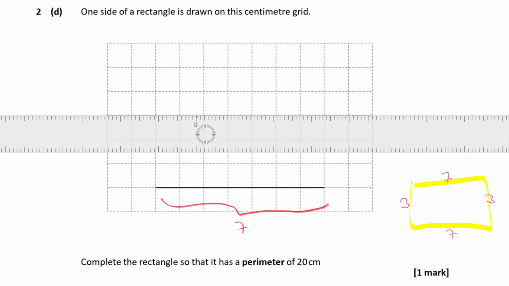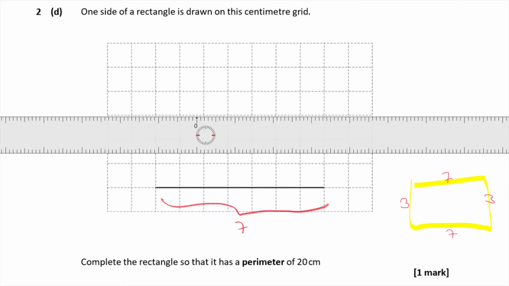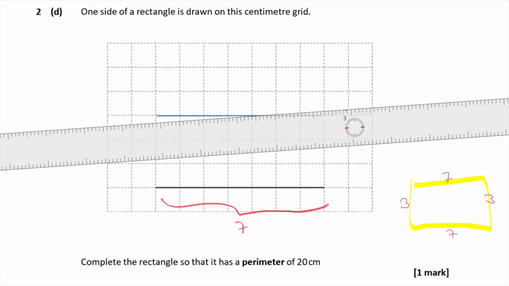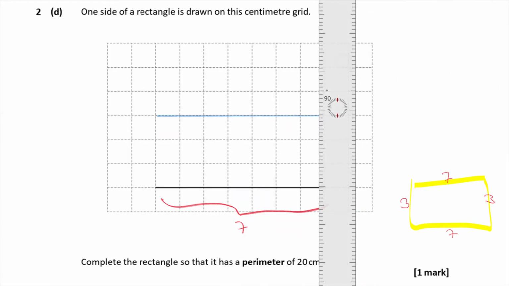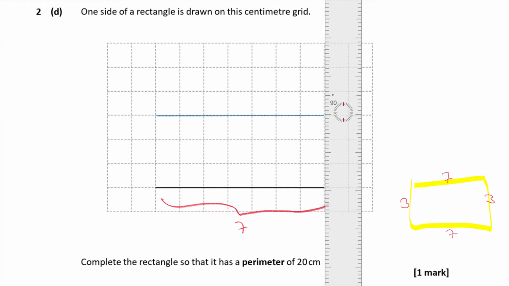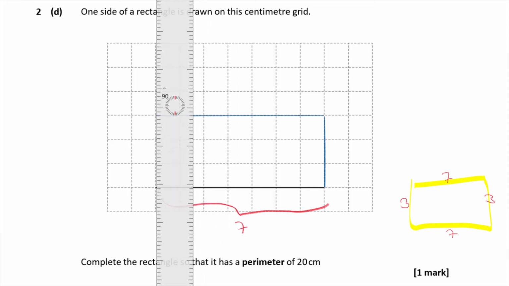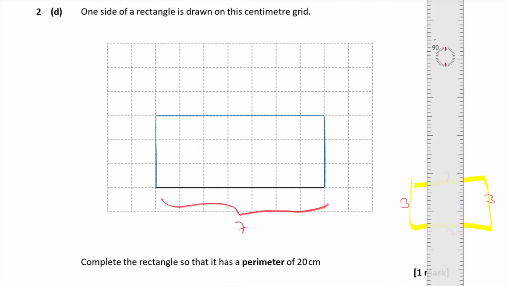Okay, so we need to draw a rectangle which is 7 by 3. So I'm going to have a line here. Just drawing it this way because that's the way the ruler happens to be. So we have a ruled line from there to there, 7 squares wide. And then in this direction, just going to join those up. 3 and 3. 3. 3. And then 7 plus 3 plus 7 plus 3, that's going to be 20, isn't it? Okay, so there's my rectangle.